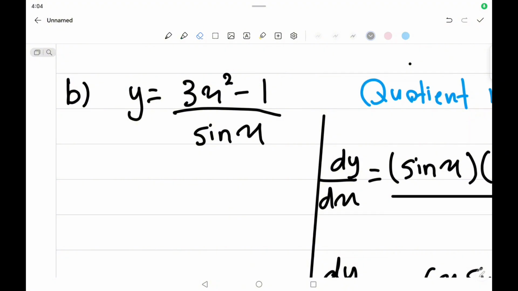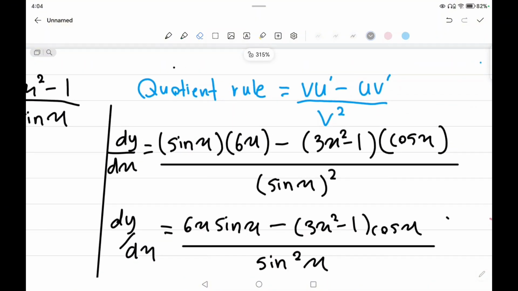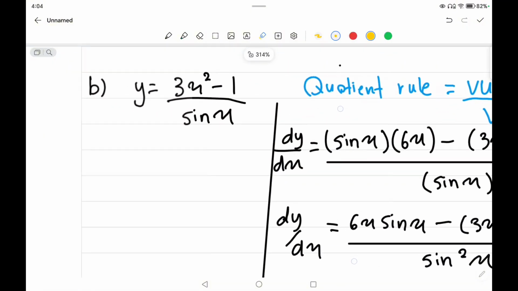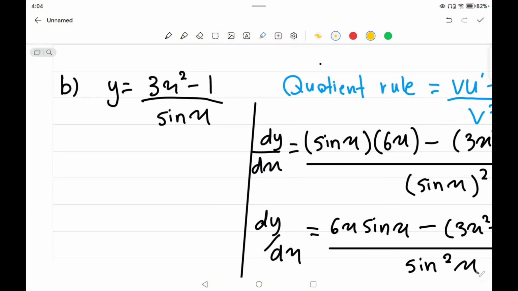Okay, so moving on to the next question, which is 2b. We have the function y equals 3x squared minus 1 over sin x. Here we need to determine what rule we are going to use. I already determined we need to use the quotient rule. Why do we need the quotient rule? It is simply because the function y is expressed as the division of one function of x by another function of x. That is the definition of the quotient rule.